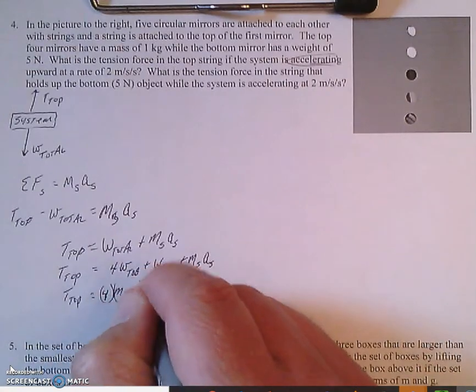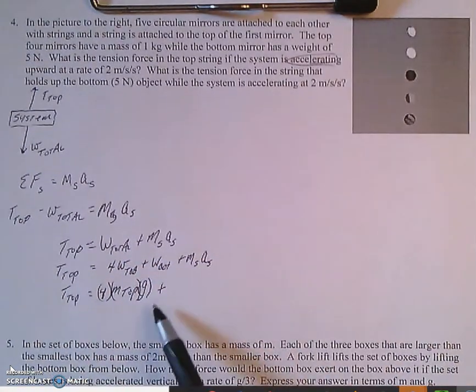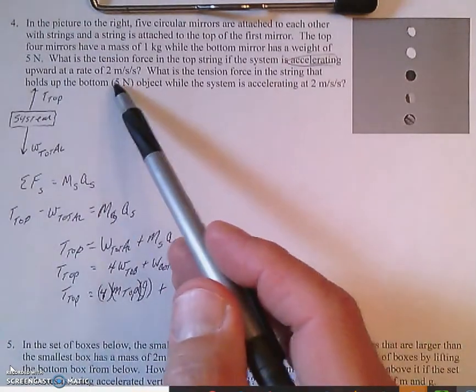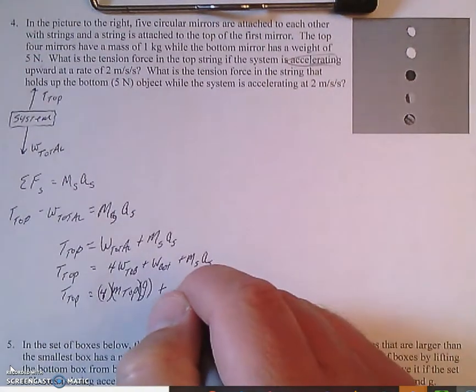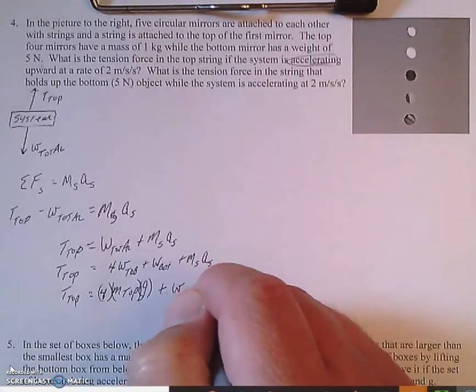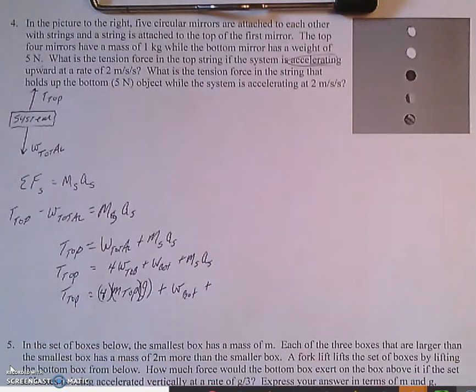4 times that mass times g, plus the weight of the bottom. Now, do we know the weight of the bottom? Well, we do, right? It's 5 newtons. We got to know that the 5 newtons is the weight. So weight of the bottom plus the mass of the system.